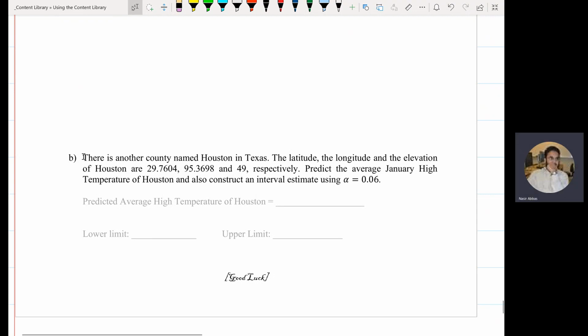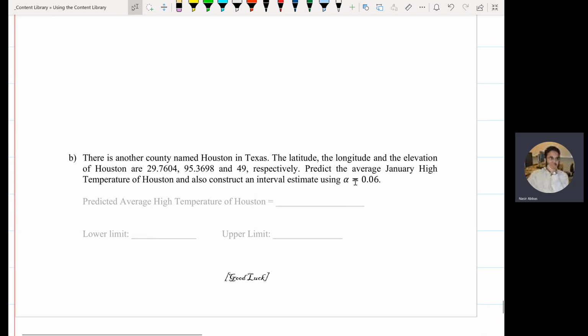Then it says there is another county, a new county. This is future prediction. There is a new county, Houston. For Houston, the longitude, latitude, and the elevation are given. X1 naught is 29 point something, X2 naught is 99 point something, X3 naught is 49. Predict the temperature of Houston. Also construct a 94% confidence interval.